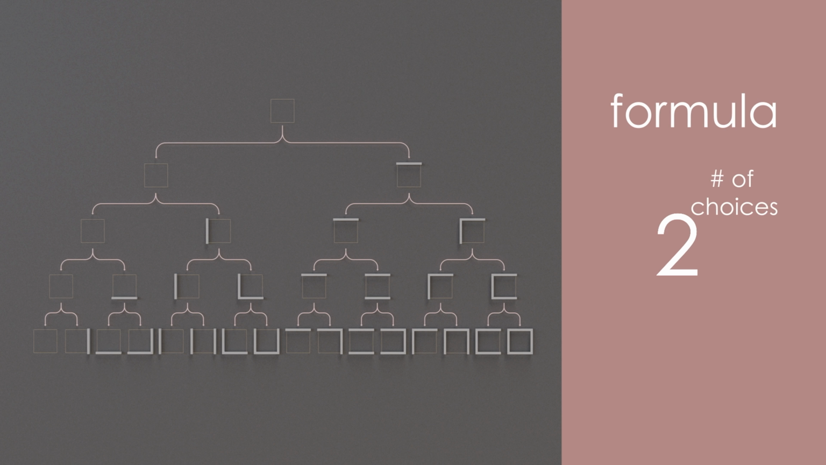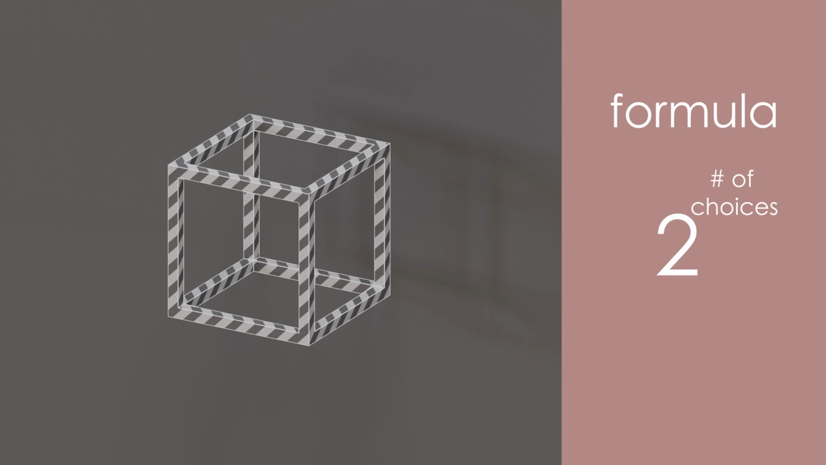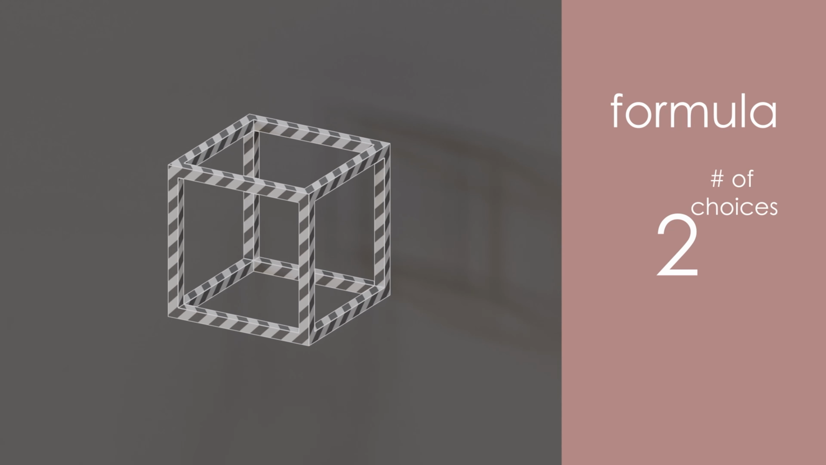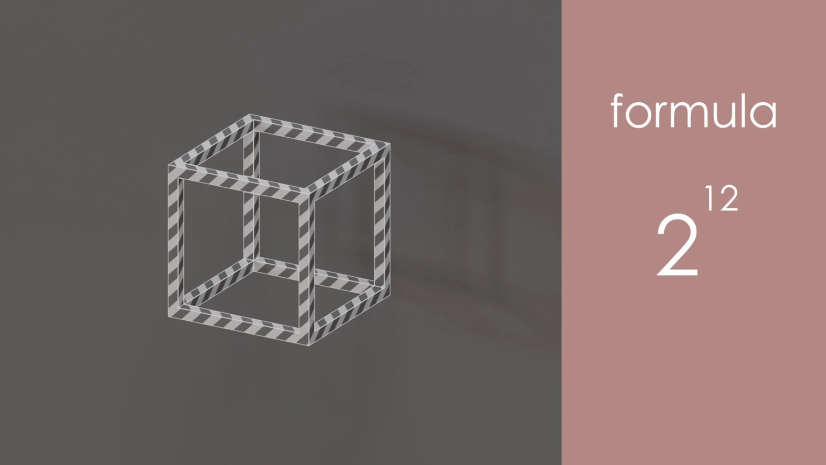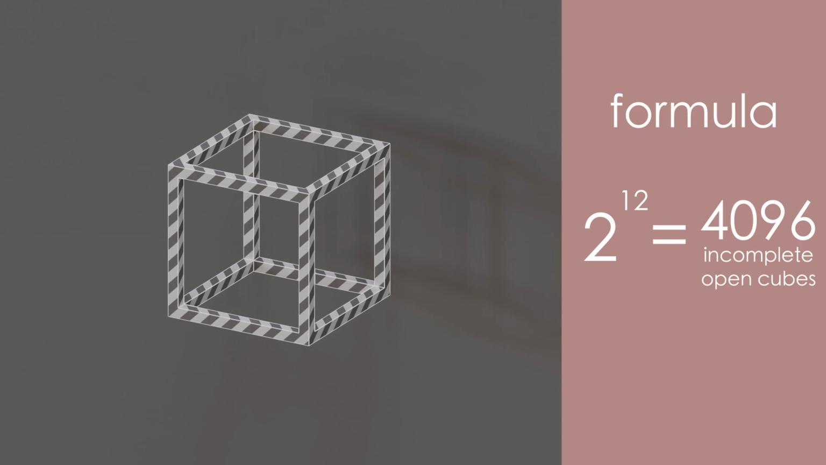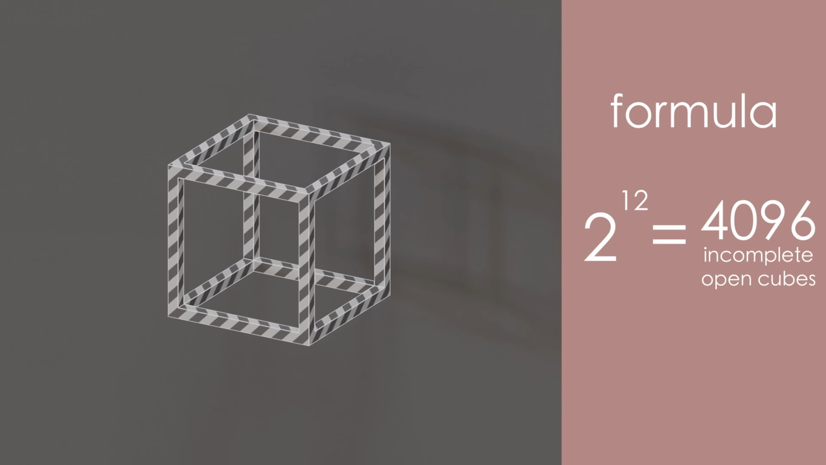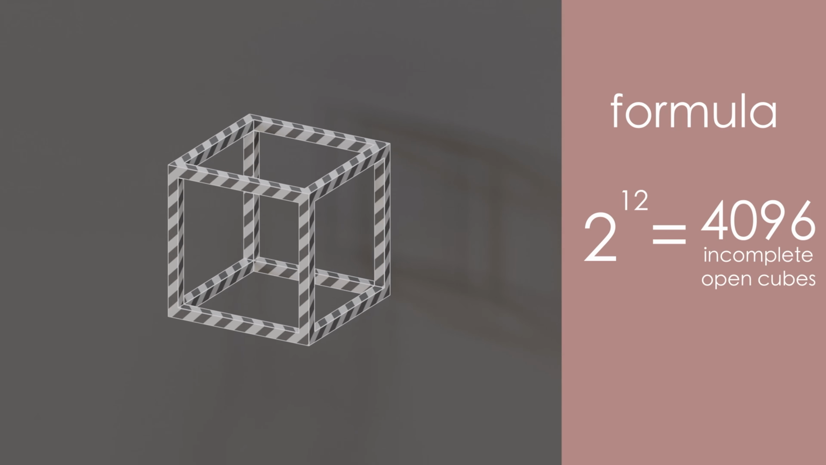The beauty of a formula like this is that it makes our life much easier when we move on to the more complicated case of the cubes. A cube has 12 edges that can be set to on or off, so we have 12 binary choices to make. 2 to the 12th gives us 4,096 total incomplete open cubes. And it's very convenient to be able to just calculate that number rather than having to try and figure it out manually.